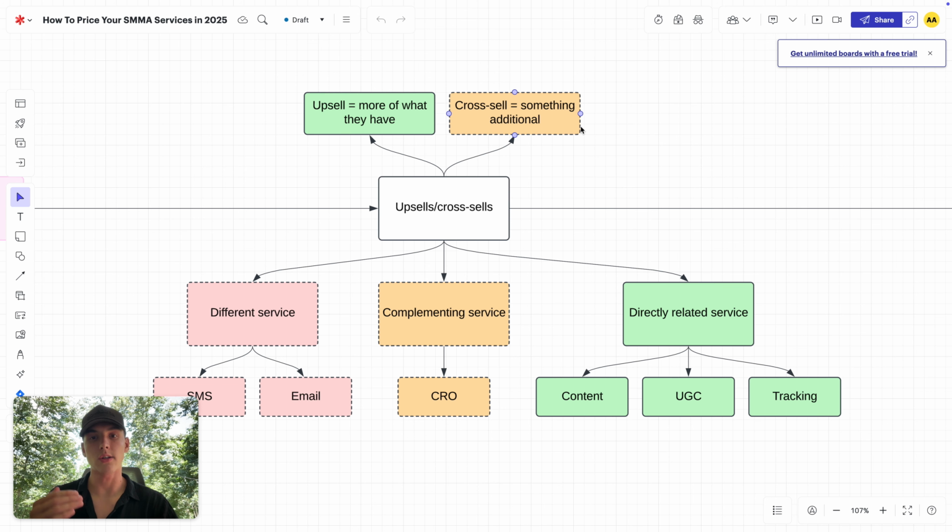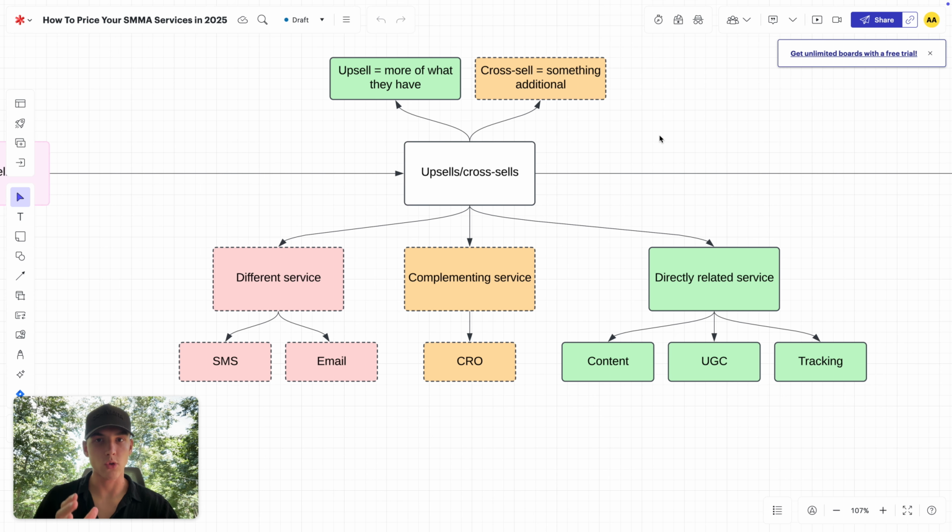While cross sells are something additional, something new, something that complements the main service, but that is something additional. So if you are doing email marketing, you can do CRO. If you're doing paid ads, you can do email marketing, a separate service that gives them separate value, but that kind of plays into the main service. You don't want to have completely different services. You don't want to be offering roofing and lead generation services at the same time. Those are completely different business models. So keep it relevant to what you are offering.